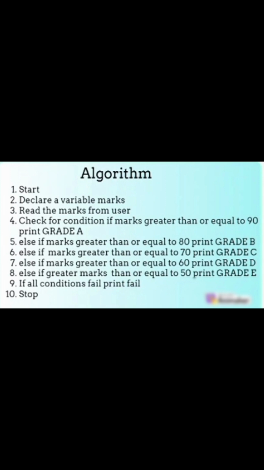Now let's go to the code. Hashtag include stdio.h header file, int main, and int marks, a printf statement to enter the marks, and a scanf statement to scan the entered marks. Now, as explained in the algorithm, the condition statement starts. If marks are greater than or equal to 90, it will print grade A. If this condition is true, it will execute that particular statement. If this condition fails, it checks the next statement, that is, else if marks are greater than or equal to 80, it will print grade B. If it becomes true, it will execute that particular block of statements.